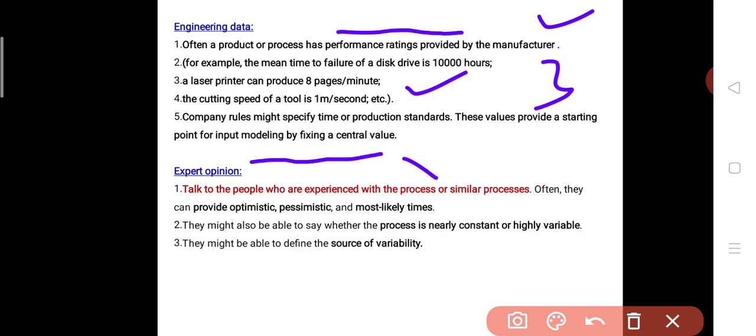The second one is expert opinion. Talk to the people who are experienced in the process or similar processes. From them we can obtain some information. Often they provide optimistic, pessimistic and most likely times. They might also be able to say whether the process is nearly constant or highly variable, and they might be able to identify the source of variability. Such information can be obtained from the experts who are involved with the system.